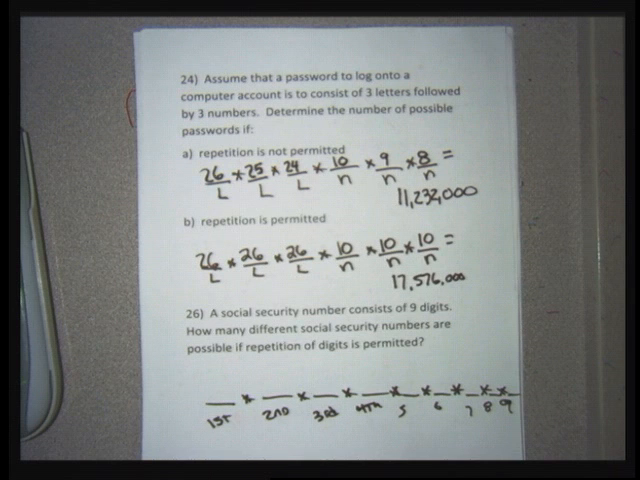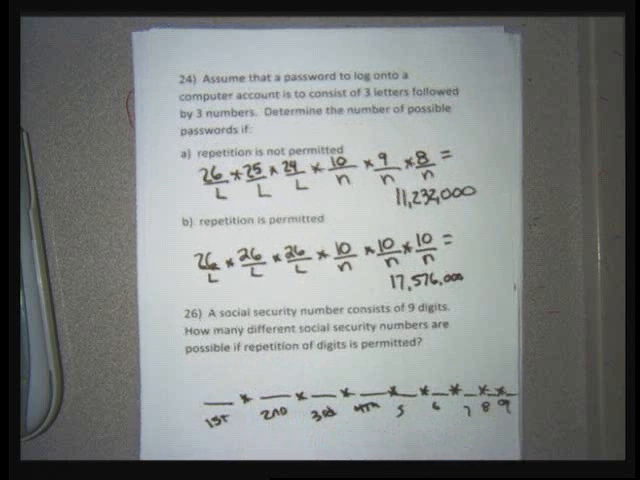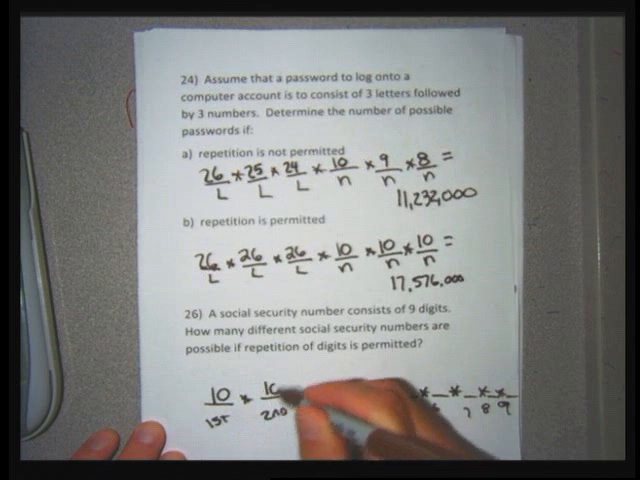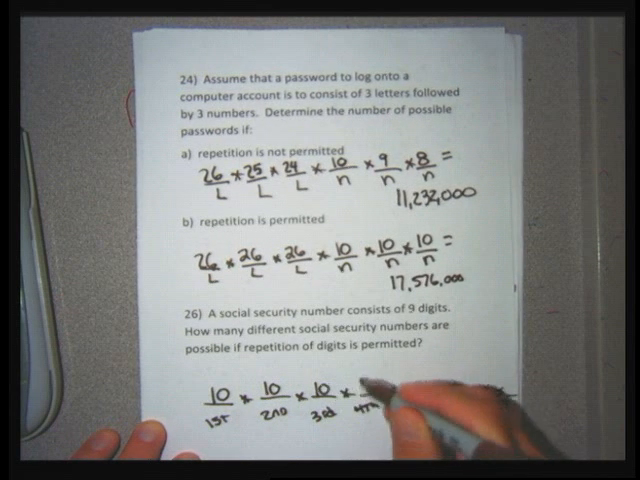Now I read through the problem to try to figure out what numbers go in the blanks between the times signs, and the author is going to clue me into what I need by using this word repetition. When the author says repetition of the digits is permitted, so any number I use can be used over and over again, every single time I'm going to have 10 choices.